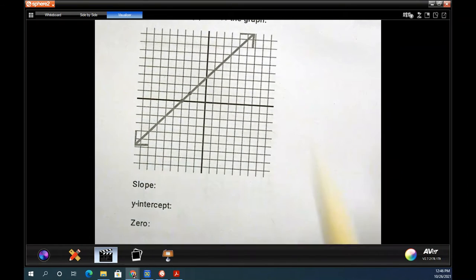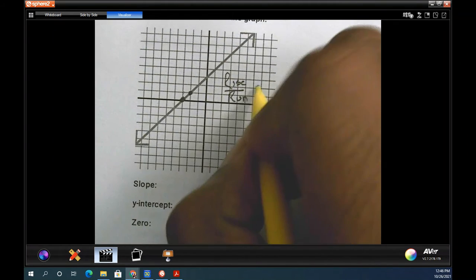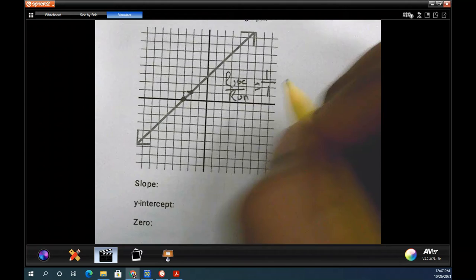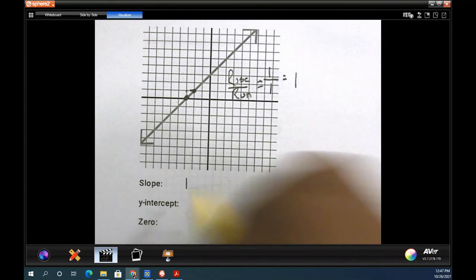Okay, here are the dots. If you can't see them, they're here and here. They're right there. All you got to do is count. Just count. It's rise over run. So it goes up how many? One. There's your rise. And it goes to the right how many? So that's just 1 over 1, which is what? 1. So our slope is 1.